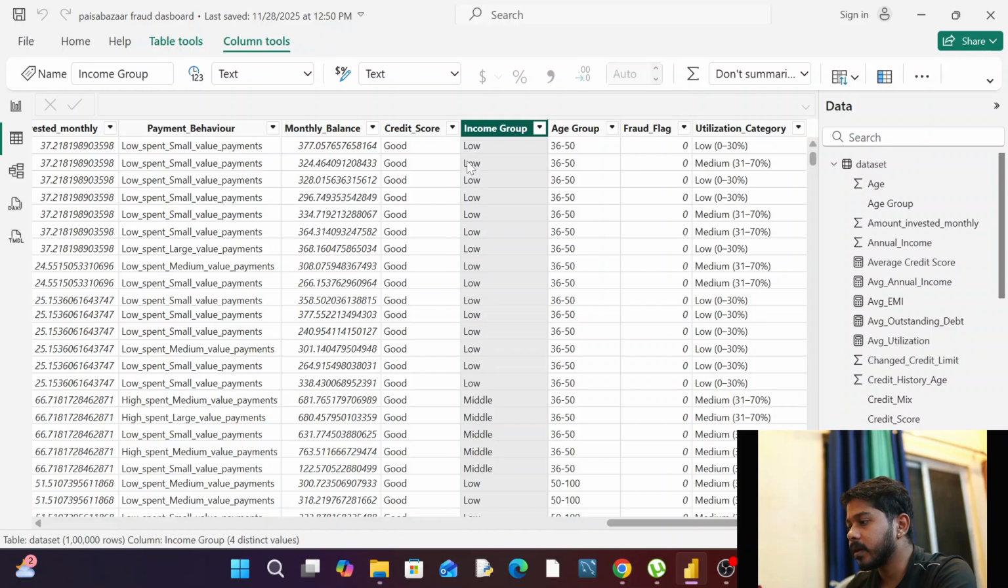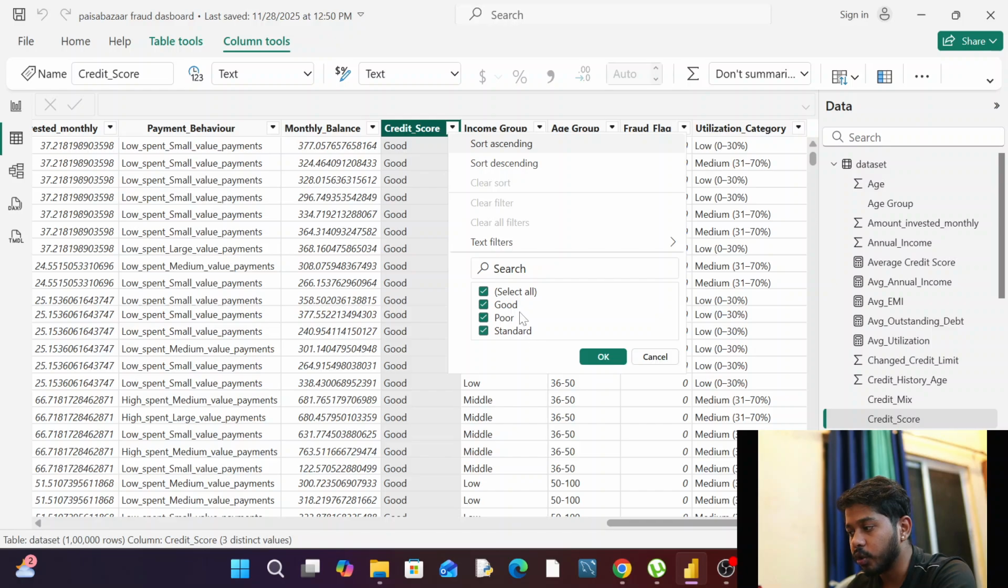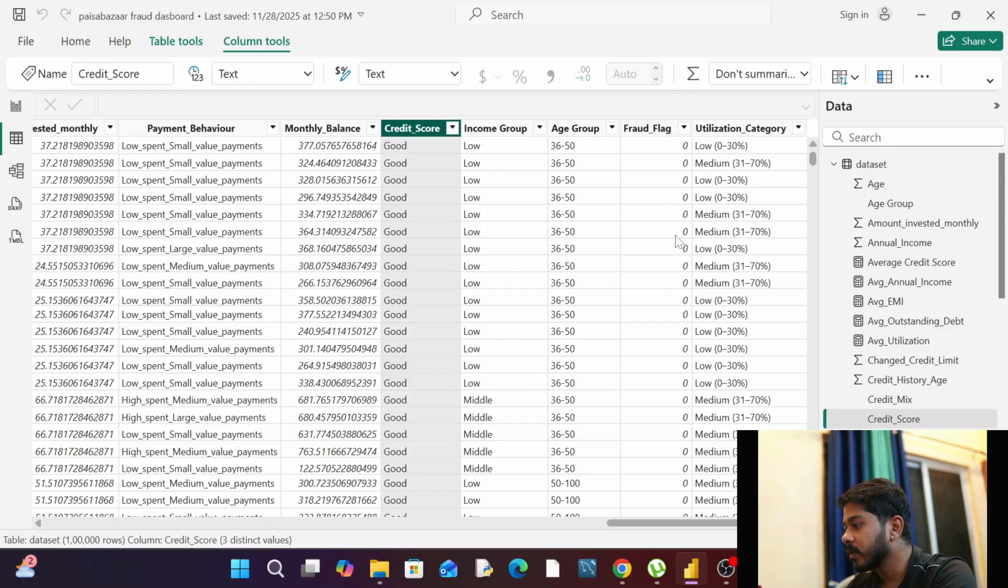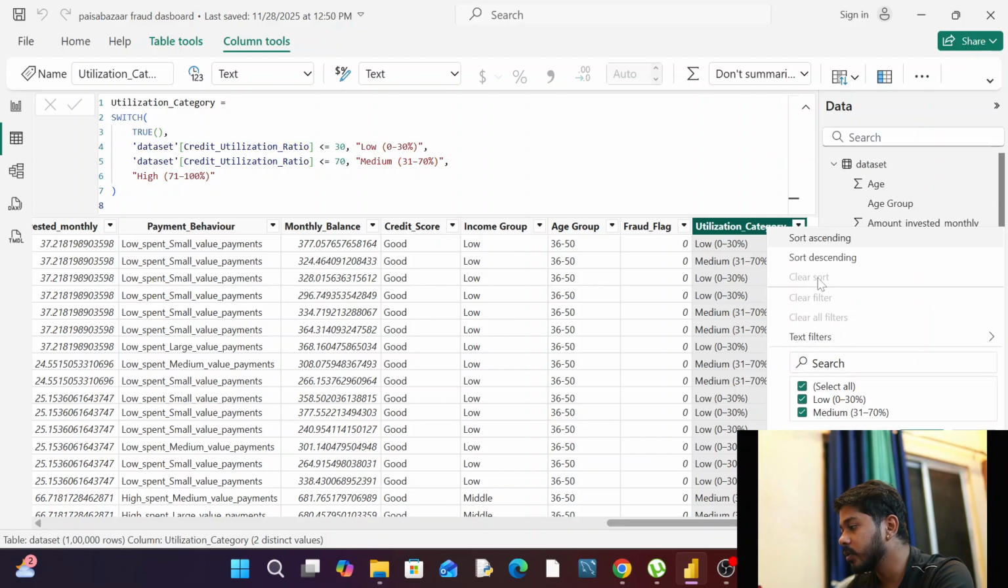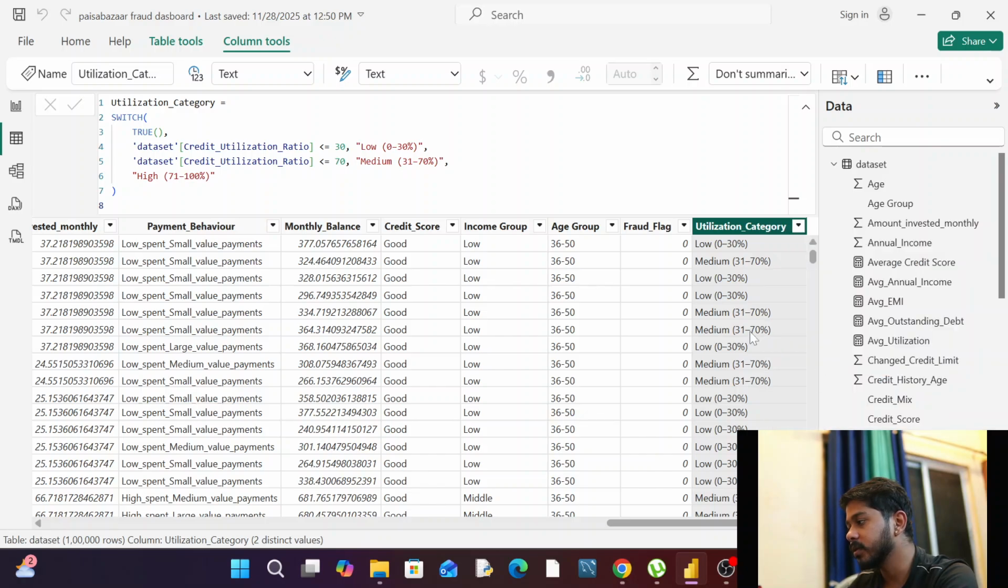So likewise, we have categorized credit score also into good, poor, and standard, depending on the level percentage. And one more column we have made is credit utilization category. In that, we have divided it into low, that means 0 to 30% is low, medium is 31 to 70%, and above 70% is high. So we have made these 4 to 5 columns.